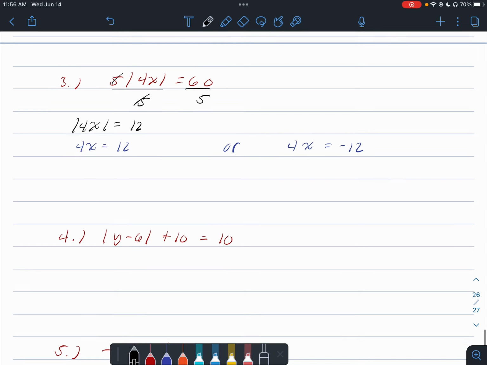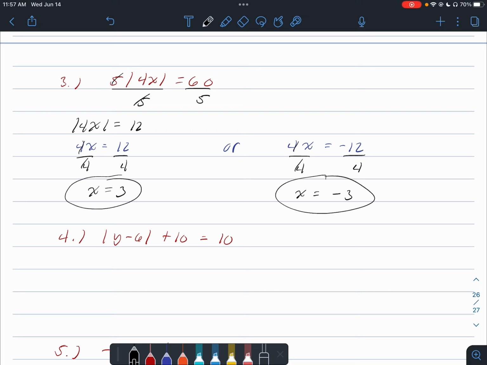All right, so let's solve each of these. We can divide both sides by 4 here, and we'll get x is equal to 3. Then over here, we can divide both sides by 4, and we get x is equal to negative 3. And again, you can plug each of these solutions in and see that this makes sense.